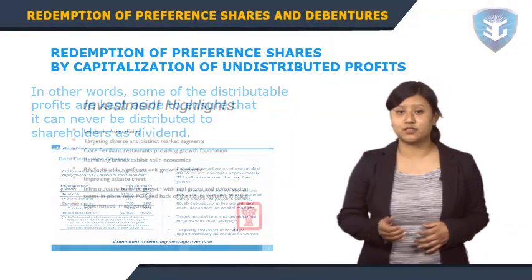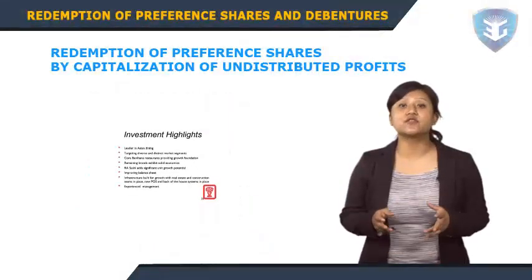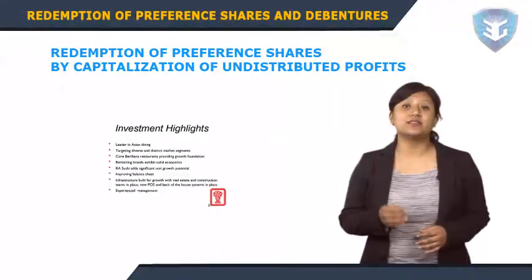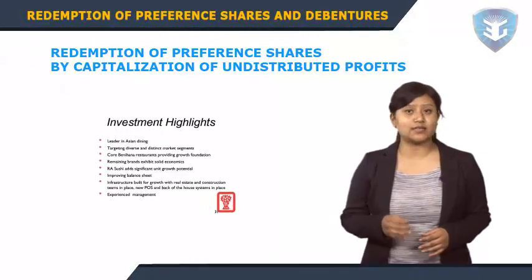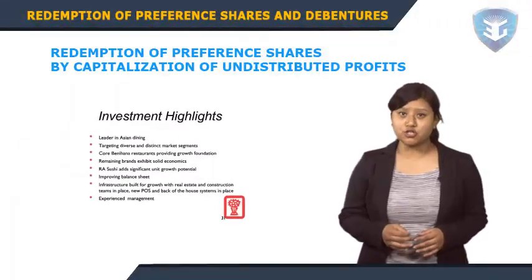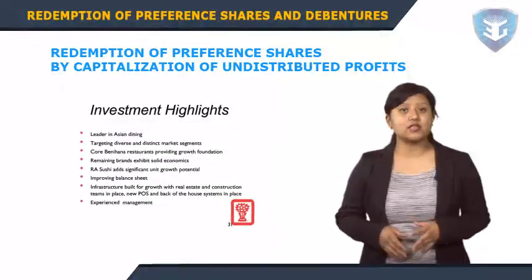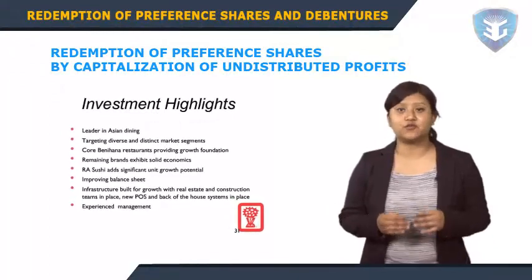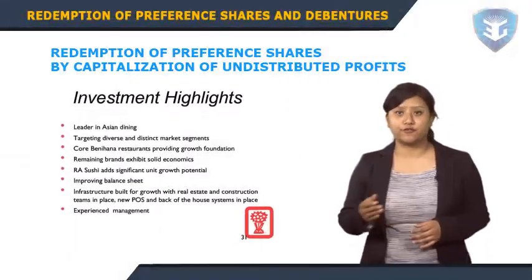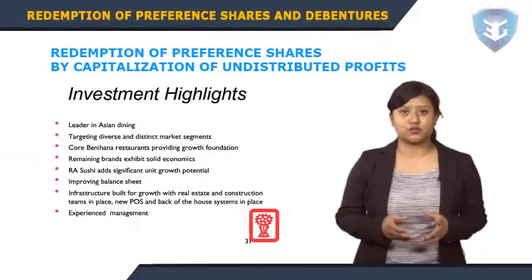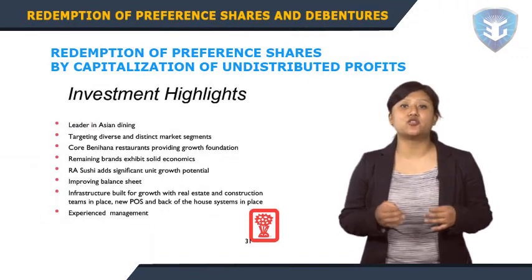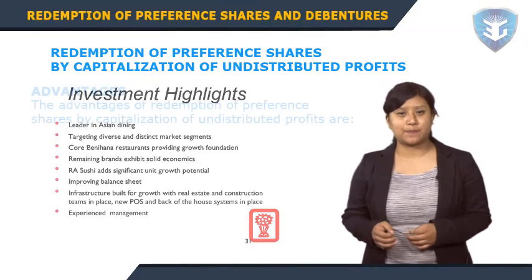shareholders as dividend. In this connection, the provisions of the Companies Act state that when any such shares are redeemed otherwise than out of the proceeds of a fresh issue, there shall, out of profits which would otherwise have been available for dividend, be transferred to a reserve fund to be called the Capital Redemption Reserve Account, a sum equal to the nominal amount of the shares redeemed.